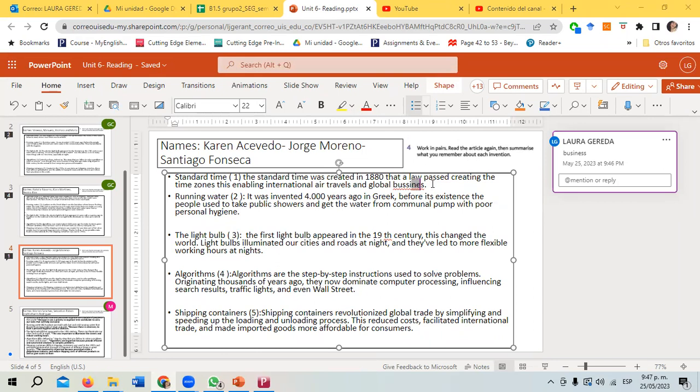We chose the light bulbs as number 3 because light bulbs have enabled us to change our lifestyle, illuminate our cities and roads at night. Also, they've led to work at night. More flexible working hours, okay? Okay.